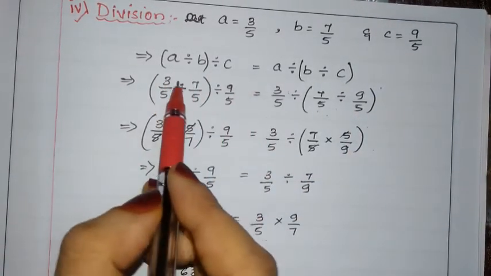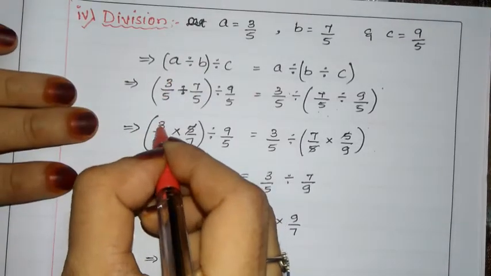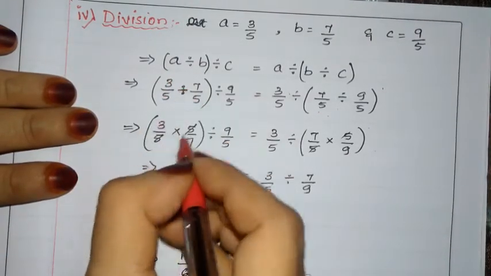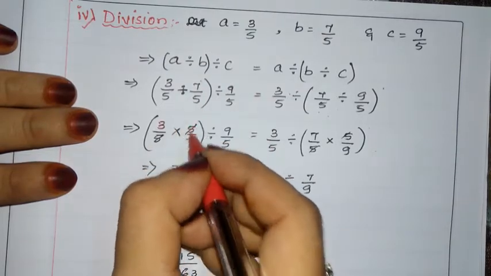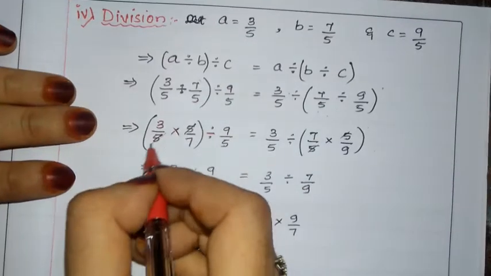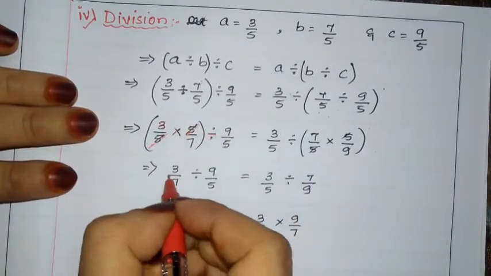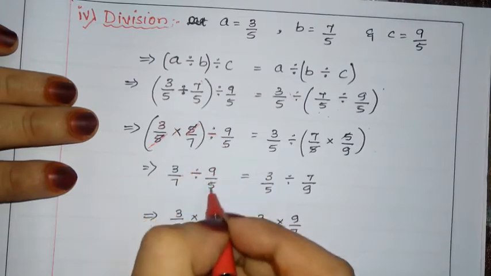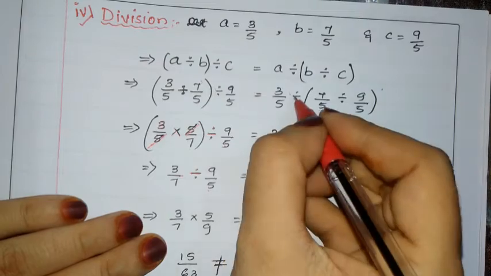Okay, let us solve here. Divide becomes multiply, you know that now. 3 by 5 as it is. Divide sign becomes multiply. If you take the reciprocal of the next number, 7 by 5 becomes 5 by 7, divide 9 by 5. Now 5 gets cancelled. What remains? 3 by 7, divide by 9 by 5 as it is. This side also the same thing. 3 by 5 we keep as it is.